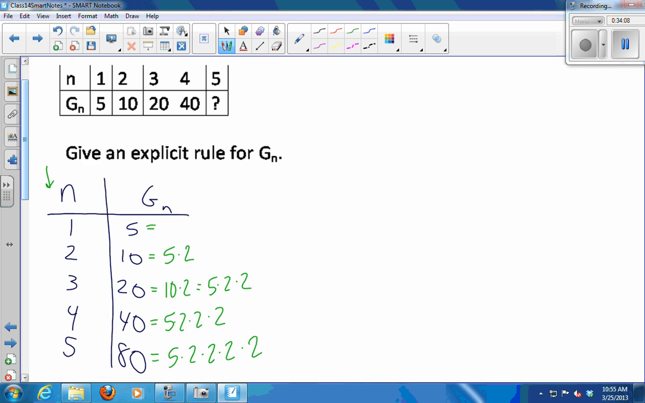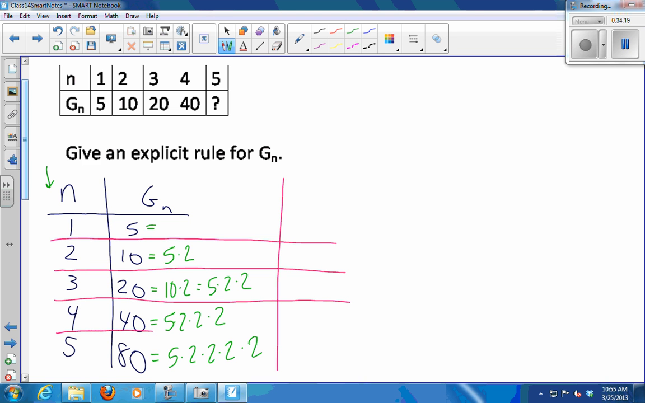Exponents. Good. So this one, just going to make this a little clearer. So I'm purposefully ignoring the first entry for a minute here. But when n is 2, I have 5 times 2 to the first, right? Because multiplying by 2 once is 2 to the first. And when n is 3, I have 5 times 2 squared. And when n is 4, I have 5 times 2 cubed. And when n is 5, I have 5 times 2 to the fourth. So what would the first entry have to be here if I follow?